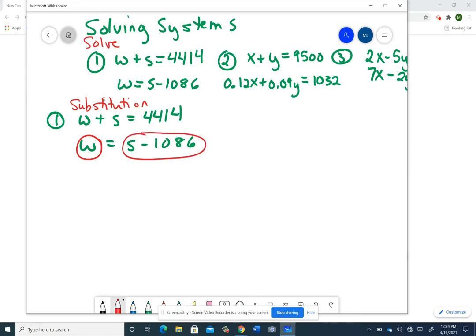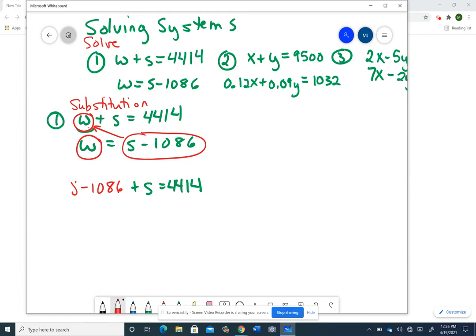Okay, so I've got these two equations. At the point of intersection, the W's are equal. So I can take that first equation, and where the W was, I'm going to put S minus 1,086. Then I still have the plus S. Let me do it in green. Then this is the rest of the equation that I haven't substituted in for. So I just took that first equation, and this is where the W used to be, and I just put a W in there.